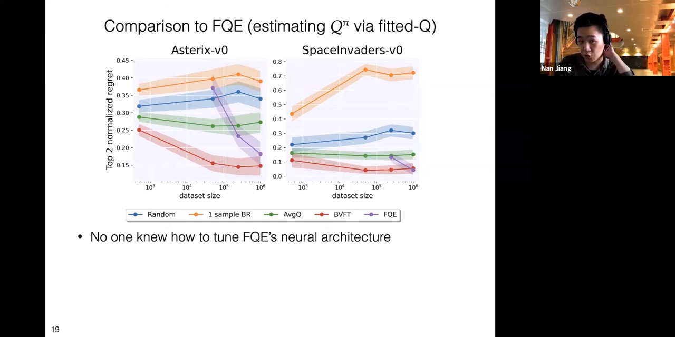Here, these two figures are showing regret as a function of sample size. As you can see, at the limit of a really, really large amount of data, we achieve similar performance with fitted Q, but fitted Q is way, way less sample efficient compared to our method, right? I also want to mention that in fitted Q, you need to choose a neural network architecture. No one knows how to do that. So what we did is that we just cheated, okay? We just look at all the training architectures and figure out which one gives you the best policy, and we use that architecture to do evaluation.